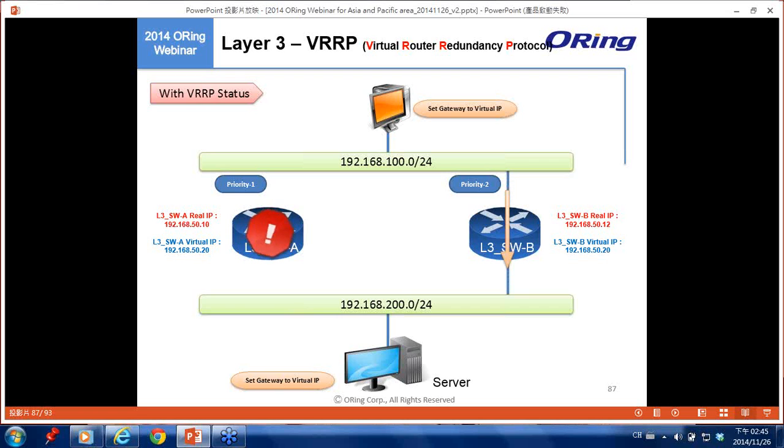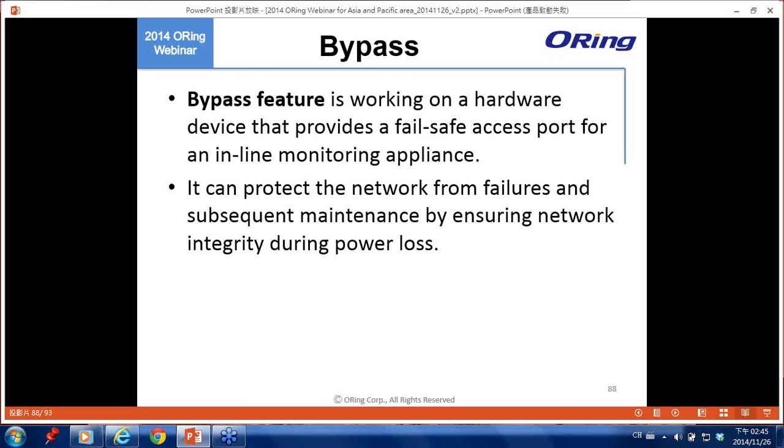The next topic is the bypass feature. The bypass feature works on a hardware device that provides a fail-safe access port for an inline monitoring appliance. It can protect the network from failure and subsequent maintenance by ensuring network integrity during power loss.